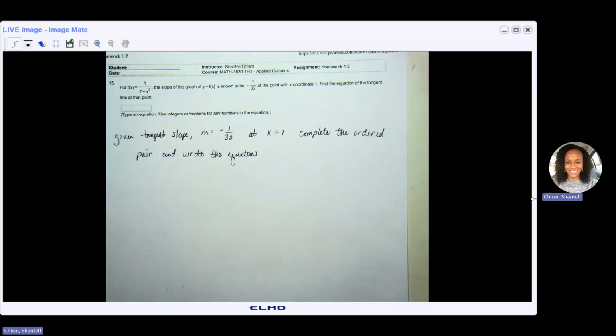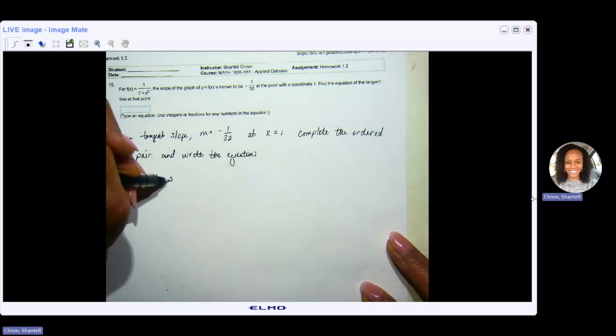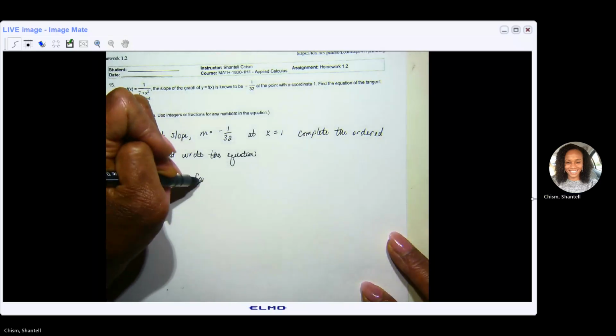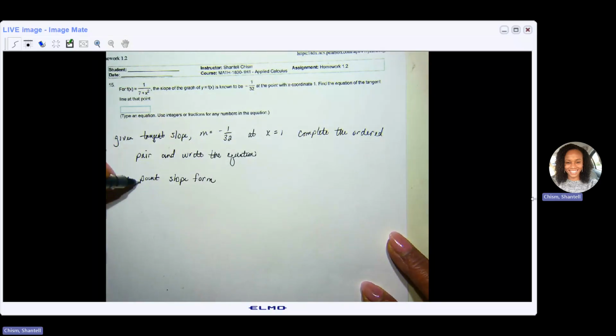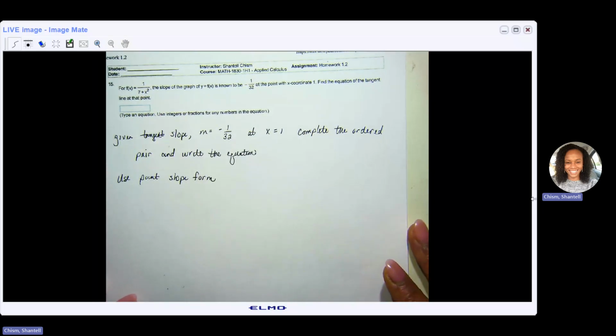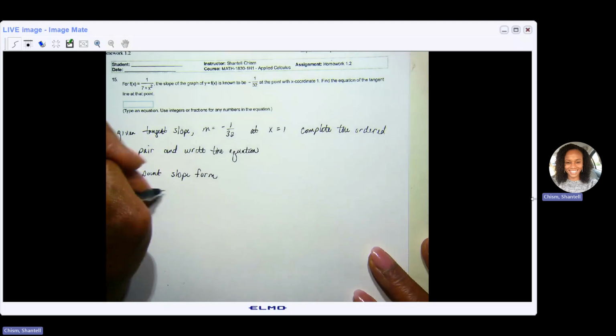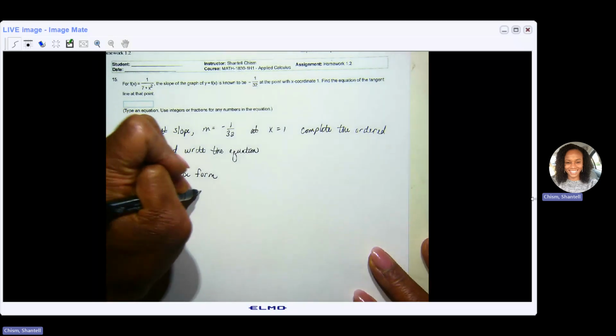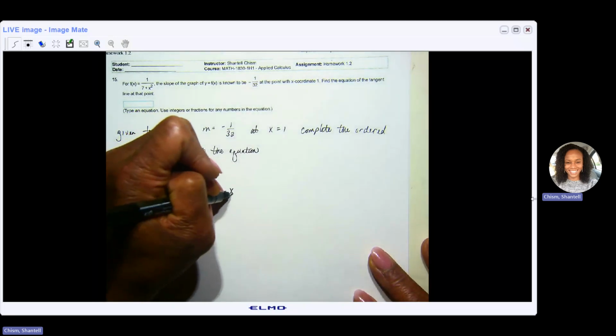So we're going to, of course, use point slope form because that's what we have. We have the slope, and we're going to have a point in just a second. Now, I know on this problem, they will accept you to leave it in point slope form, which is y minus y1 equals m parentheses x minus x1.